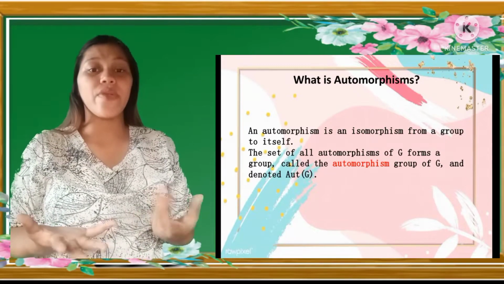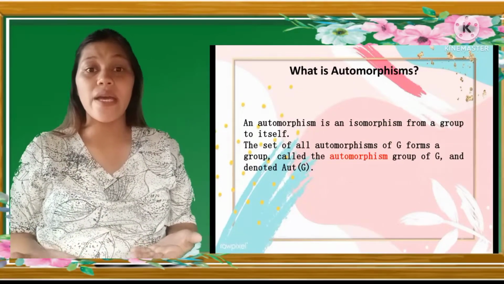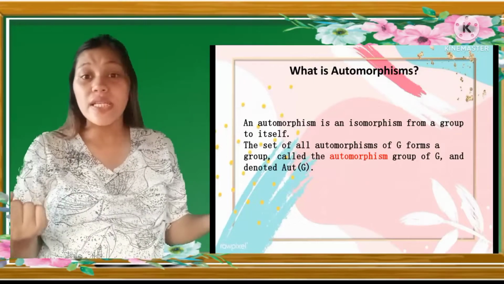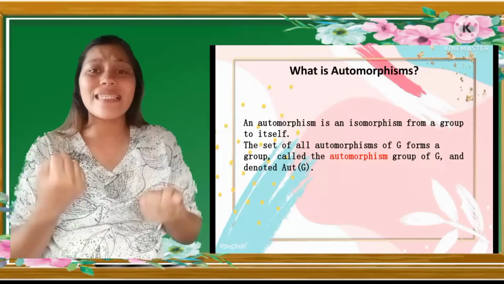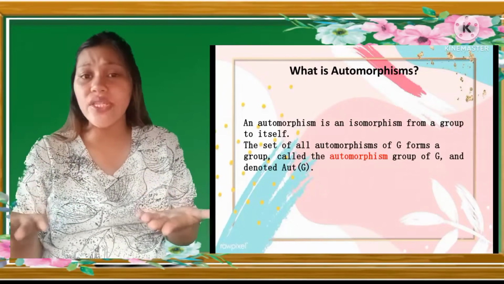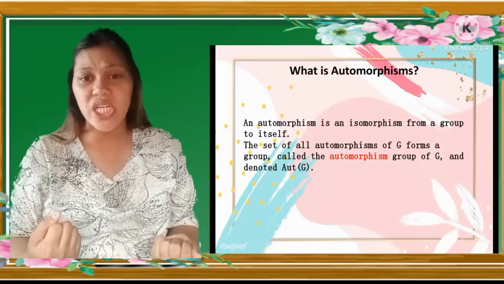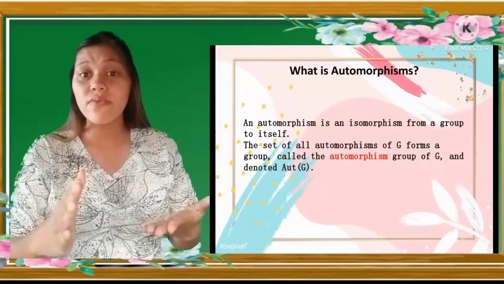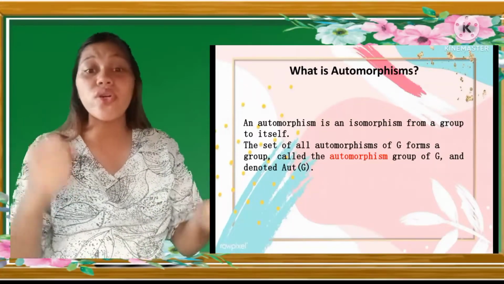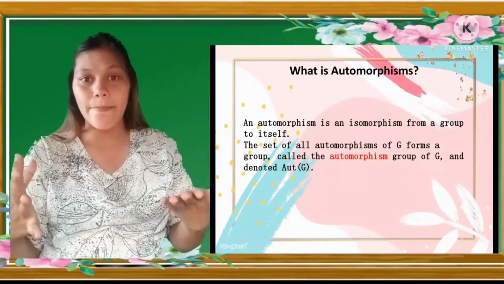It's very simple to show that this forms a group. The identity map is clearly an automorphism. Every automorphism has an inverse. That's just the inverse map, because it's a bijection, and clearly if you compose two automorphisms, you get an automorphism.